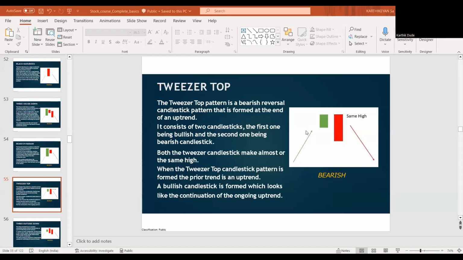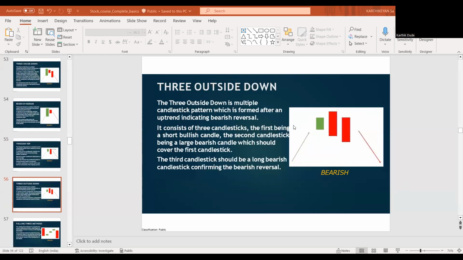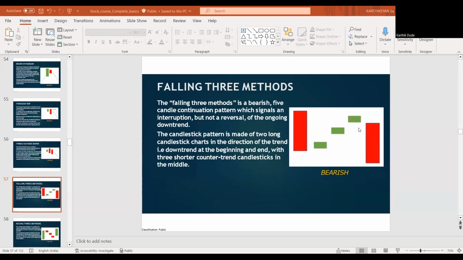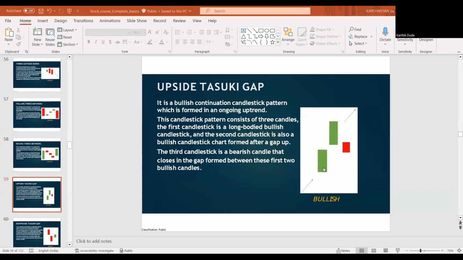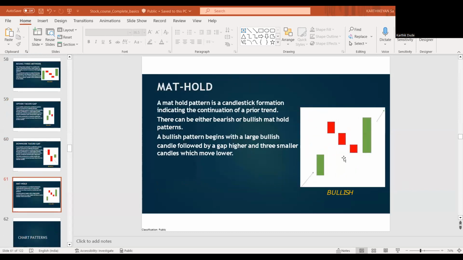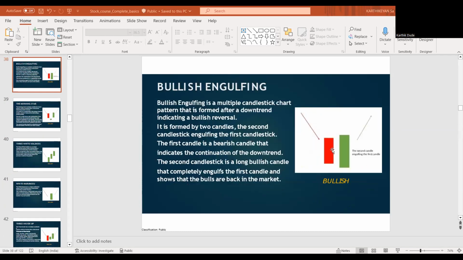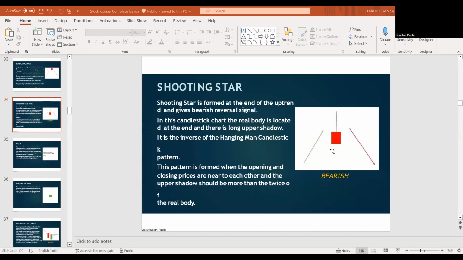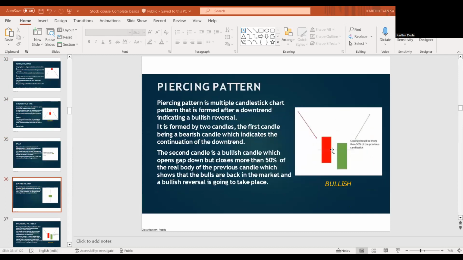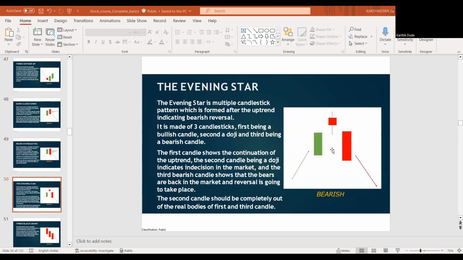This is a top. Even this is a reversal. This seems like a bearish engulfing, but the only thing is the start of both the candles remains the same. Three outside down, falling three methods, rising three methods, upside Tasuki gap, downside Tasuki gap, mat hold. So it's really hard to memorize everything. I'll just post this PPT. You guys can have a look. It's just good-to-know information. Most of the candlesticks we covered in the initial session, so using those you can find the reversal patterns. These are all some additional information, good to know actually.